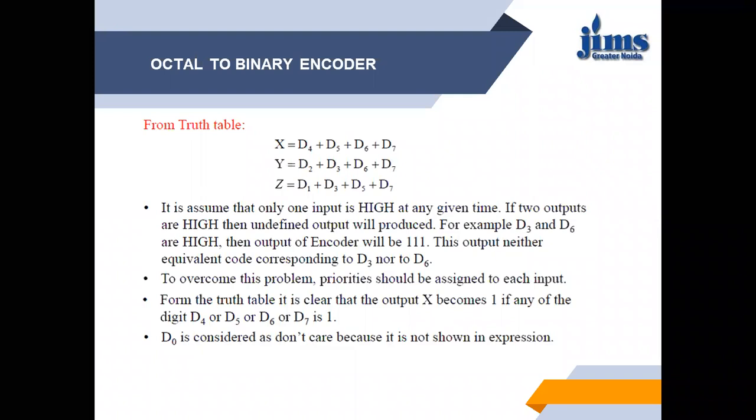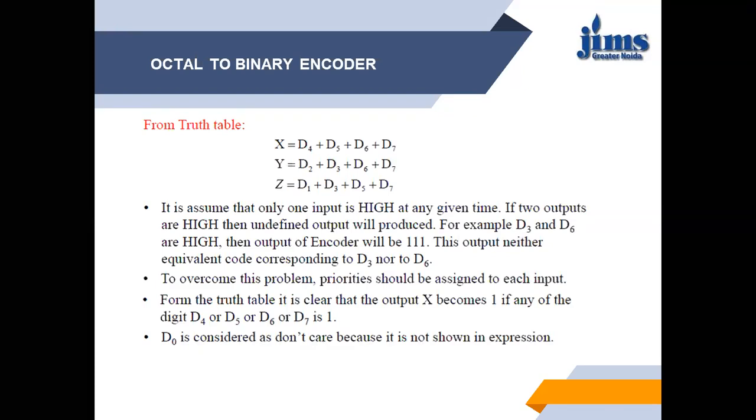So there are two problems. The first problem is that D0 is a don't care condition, which is not included in the output. And the second one is, if two inputs at a time are 1, then what should be the output? That is a contradiction of the assumption that in the initial case, only one input should be active. Both these problems can be overcome with the help of a priority encoder.